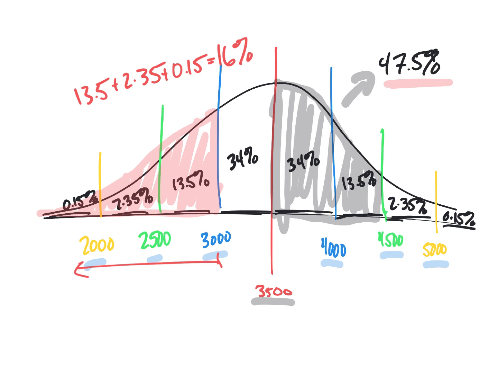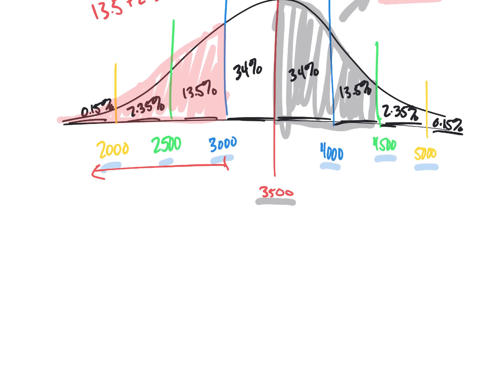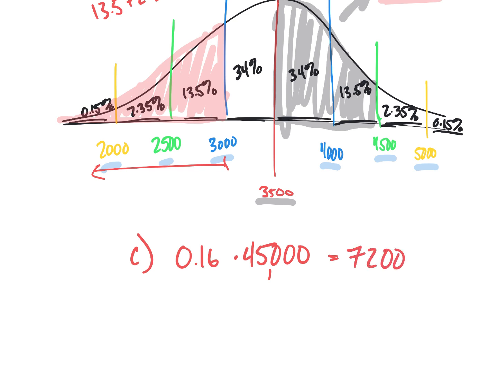The next question said, well, how many elephants should we see that are in that category? We have a total of 45,000 Asian elephants in the world, and then we just have to take 16% of that. A lot of people did this calculation correctly, just with the wrong percent because they got part B wrong. So part C would be 0.16 times 45,000, and that is 7,200 elephants.